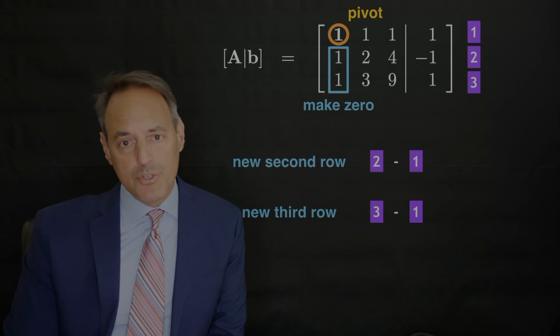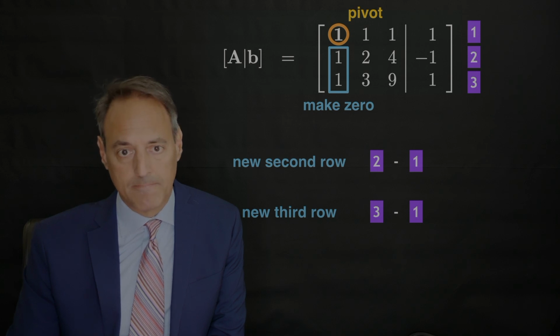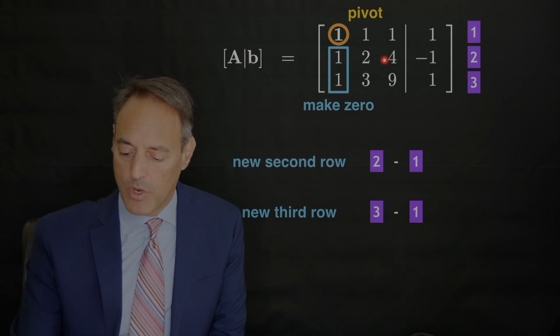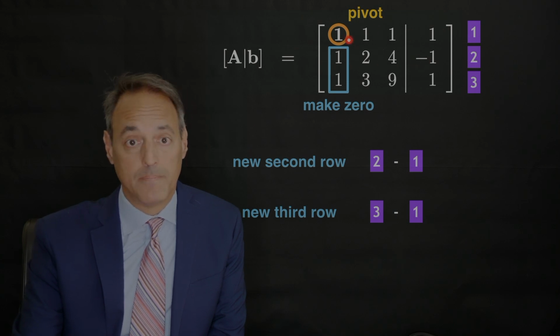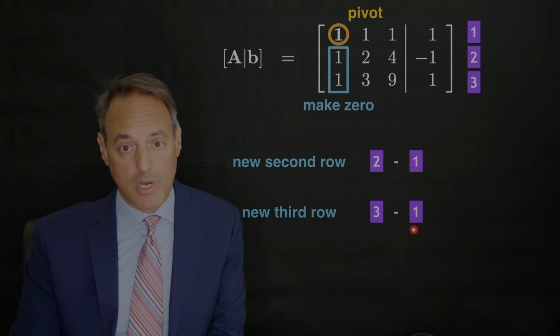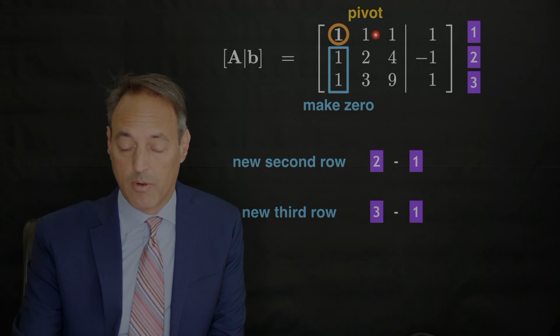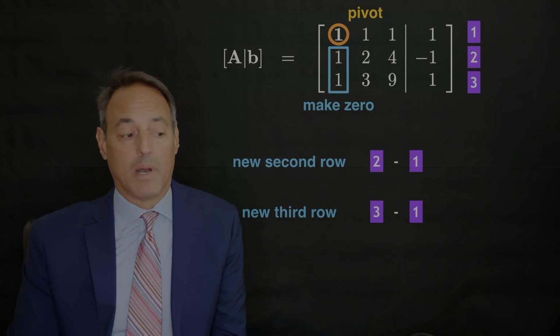To create a new second row, I'm going to take this current second row and subtract the first row from it. So I'm going to take this row here, and I'm going to subtract this row from it. And then to make a new third row, I'm going to take the third row and subtract the first row from it. So I'm going to take this third row and subtract this first row from it. Very important, by the way.